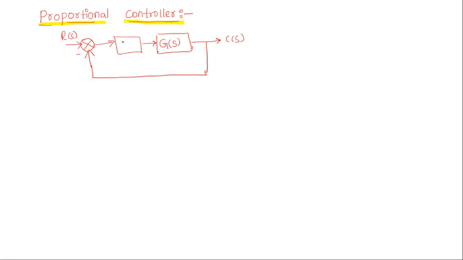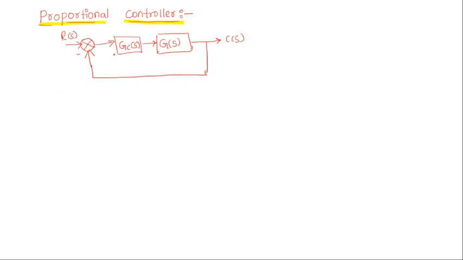In the forward path, if you add a controller, this controller may be a proportional controller, a proportional derivative controller, a proportional integral controller, or a proportional integral derivative controller. Let me discuss them one by one. First, we will discuss the proportional controller.